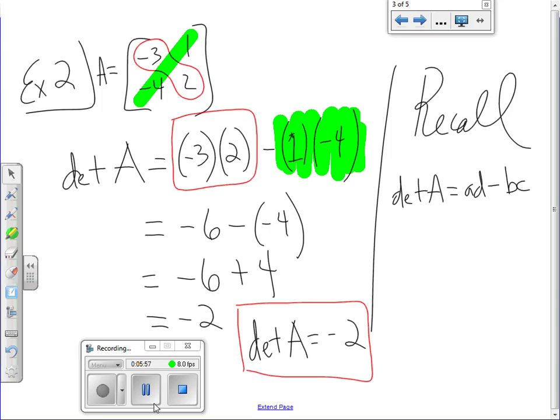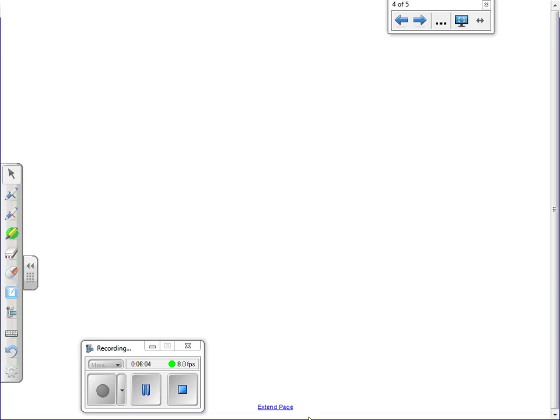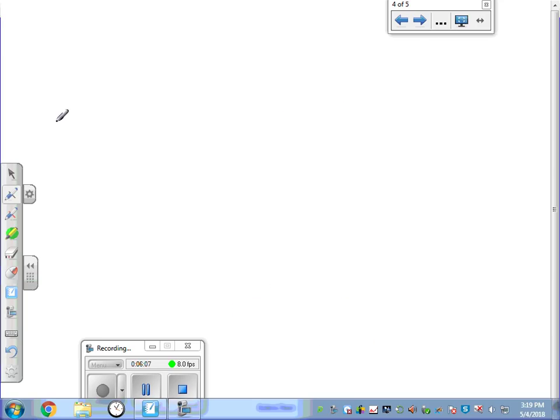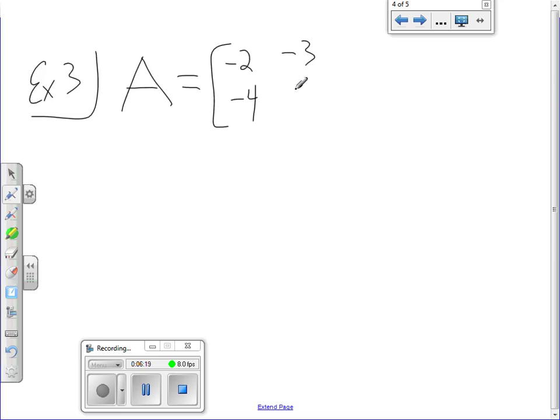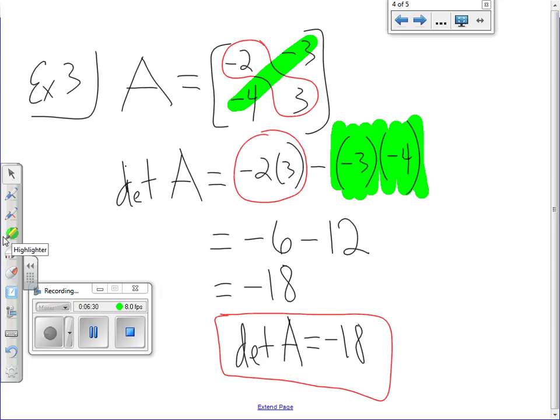Not a problem. Let's do one more determinant, and then we're going to move on to inverses. Here's our next example. Find the determinant of this matrix. The matrix in question is -2, -4 in the first column, -3, 3 in the second column. Pause the video right now and try it out on your own. All right, check this out. The value that I got for this determinant was -18.